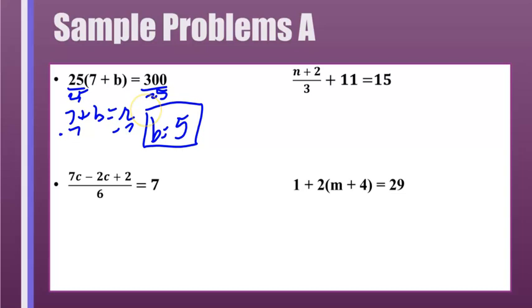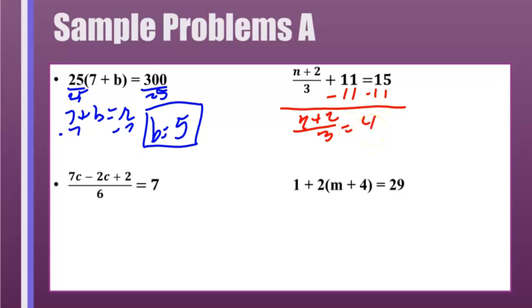Now if you distributed, you would get rid of the parentheses. So if you're multiplying by 25, then you're going to have to divide by 25 later on. So either way, you'll still get the correct answer. This next one, I want to get this fraction by itself, so I'm going to subtract 11 on both sides. And now I have n plus 2 divided by 3 equaling 4.